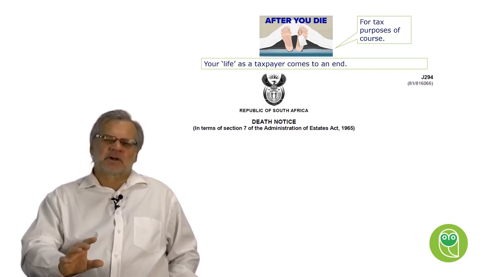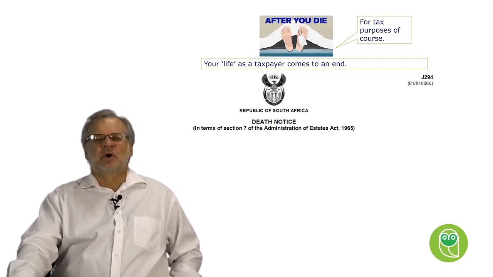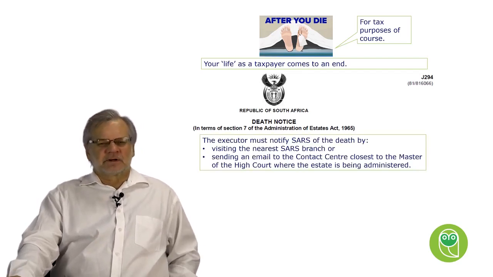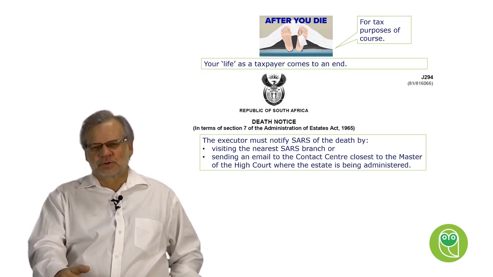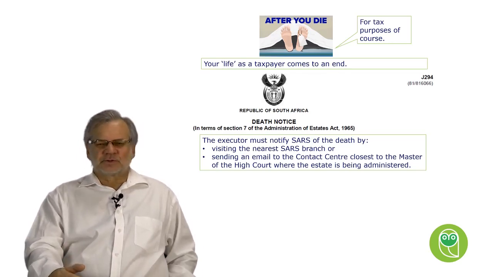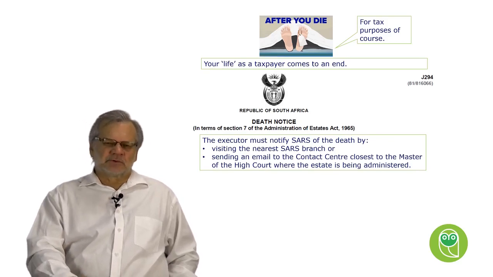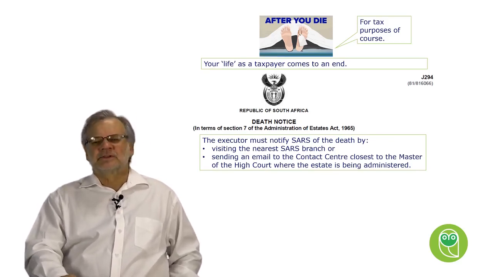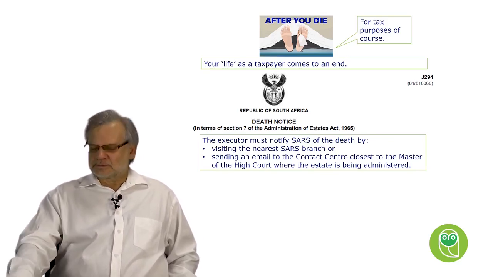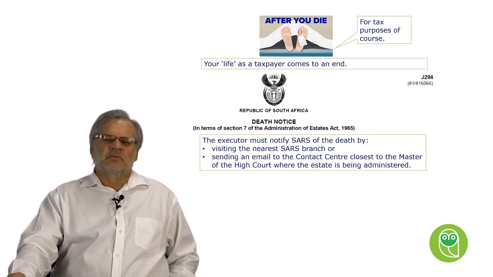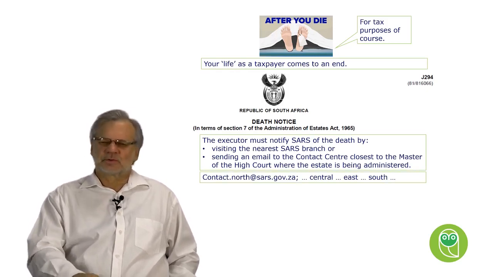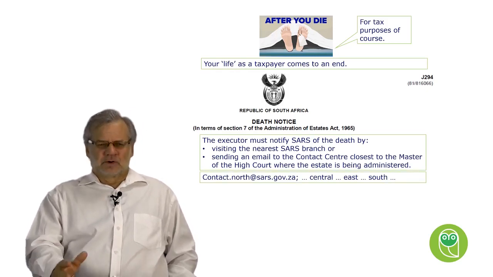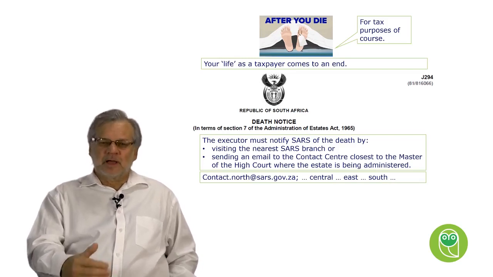Important, there's some administration. I don't want to deal with administration too much in this seminar. The executor must notify SARS of the death, and the death notice is the way that this is communicated, one of the supporting documents. So they say you visit the nearest SARS branch, but I don't advise that. You can send an email to the contact center closest to the Master of the High Court where the estate is being administered, and SARS will then start the process of registering this new taxpayer from that. I'll explain a little bit more about that. So when I report an estate, I use contact north, contact central, contact east, or contact south at sars.gov.za emails and alert them to that.